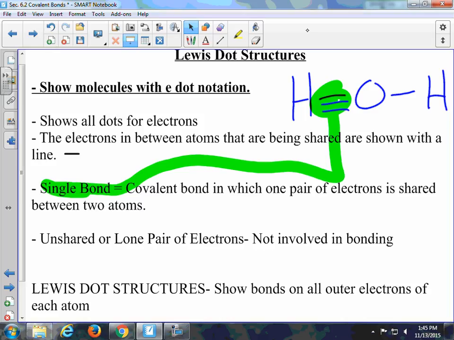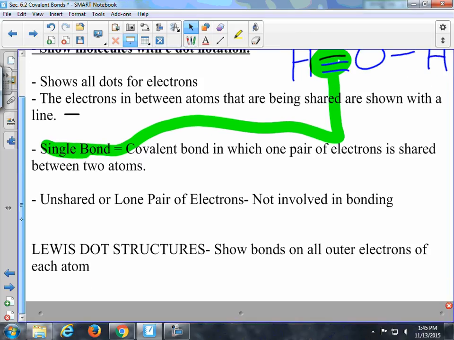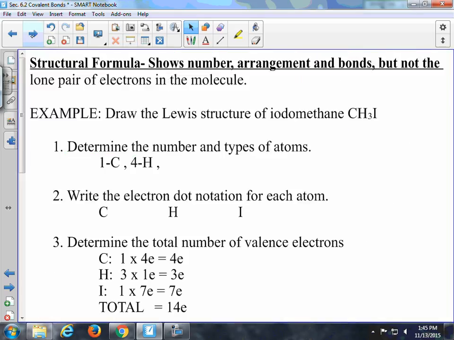Now, unshared or lone pairs of electrons are not involved in bonding. Those are called our married couples. We already phrased our unshared pair on the last slide. We are not worried about our unshared pairs because those are married couples. We don't put married couples on dates. We're just focused on our singles. So when we do a Lewis dot structure, we're going to show all the bonds of all the outer electrons in the element. So what does this step look like?